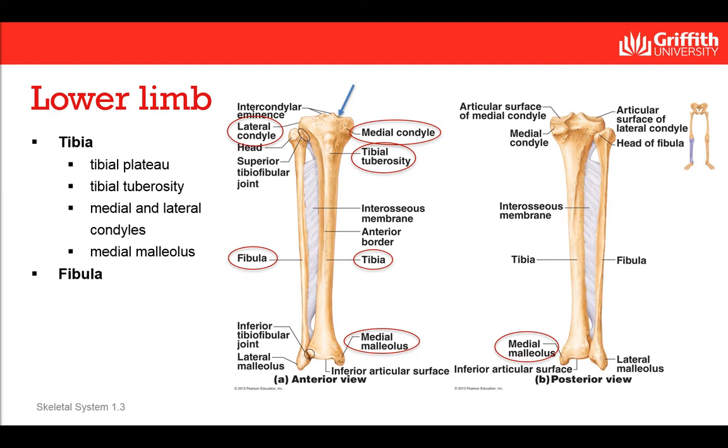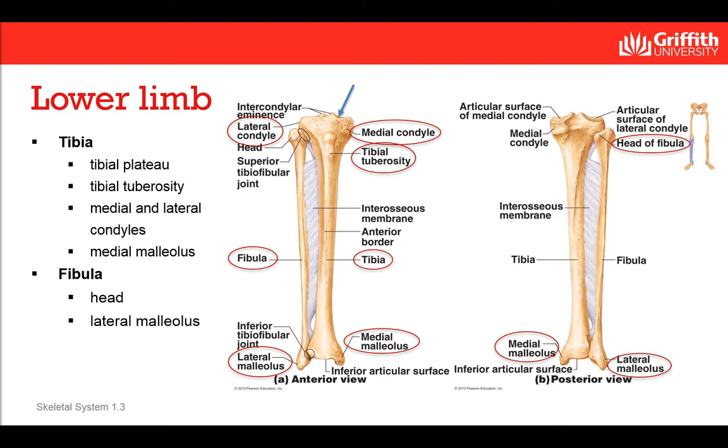The fibula is the thinner and lighter bone in the lower leg. It lies parallel and lateral to the tibia. It doesn't actually articulate with the knee joint proper. However, proximally, the head of the fibula does articulate with the tibia. It has a long shaft that terminates distally in the lateral malleolus.